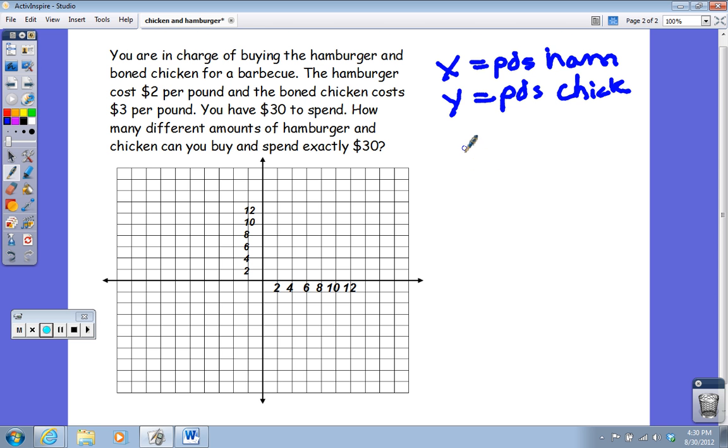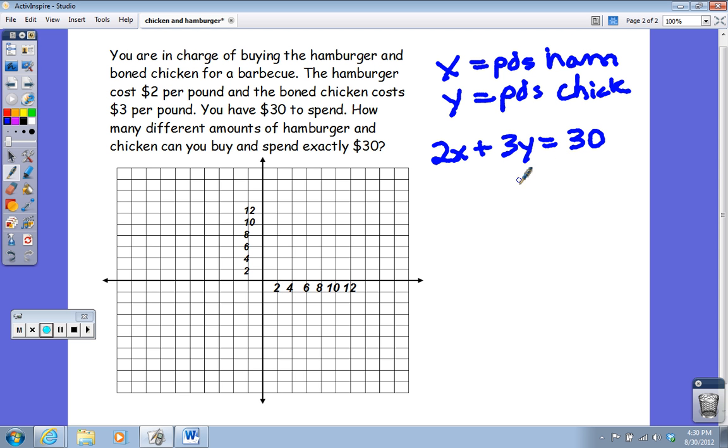Okay, now we're dealing with money and how much chicken and hamburger cost. So we're going to use the values here: $2 per pound of hamburger plus $3 per pound of chicken, and we have $30 to spend. Now how are we going to graph this?